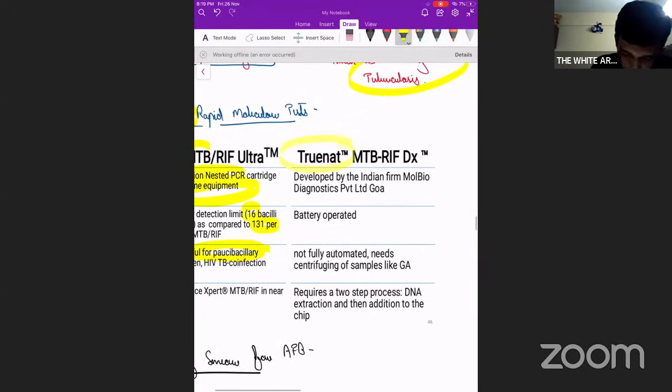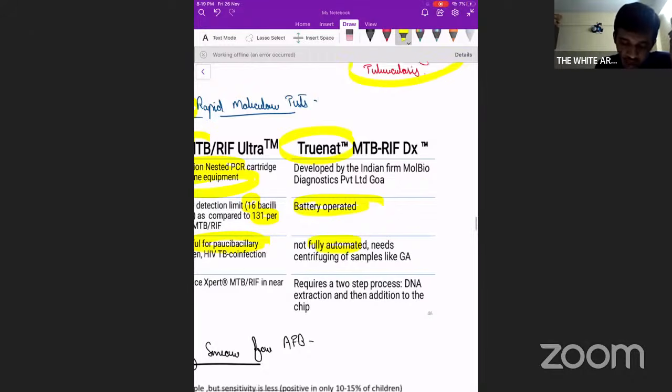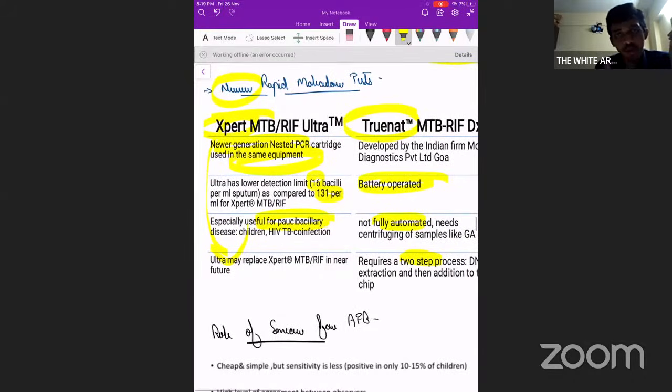The other one is the TrueNAT. This is battery operated. Since it is not fully automated, it requires a good amount of laboratory personnel training, and it is a 2-step process. So these are the two new rapid molecular tests that are available, and we can expect GeneXpert to soon come into the picture and replace CBNAT.